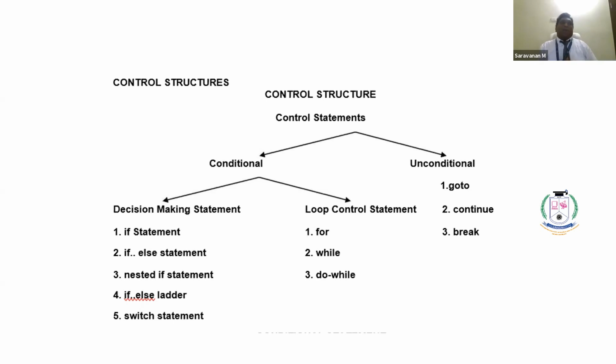That is, a program is very important. Any sequential execution is called sequential execution of a program. Beyond that, you have conditional statements, that is control statements, where the control of the statement is transferred from one place to another. For example, a conditional statement is making decisions, and looping structures. Then there are unconditional statements: goto, continue, and break.